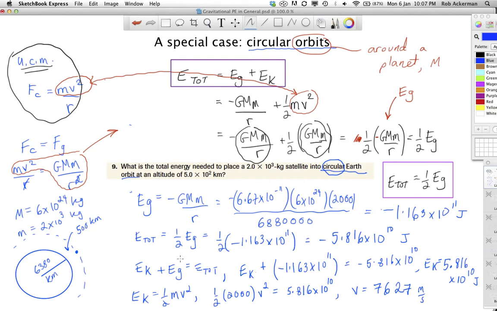Yes, it does. In an earlier video on uniform circular motion and gravitational orbits, we learned that a low Earth orbiting satellite moves at about this speed. So hey, guess what? The energy ideas work. So does the force idea that we learned in Chapter 3. Now, all of this is neat. However, I haven't really answered the question here. It asks, what is the total energy needed to place this satellite into circular Earth orbit?